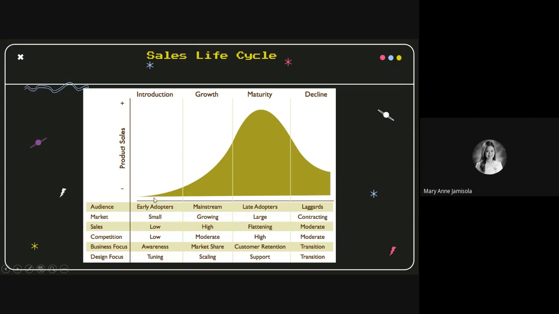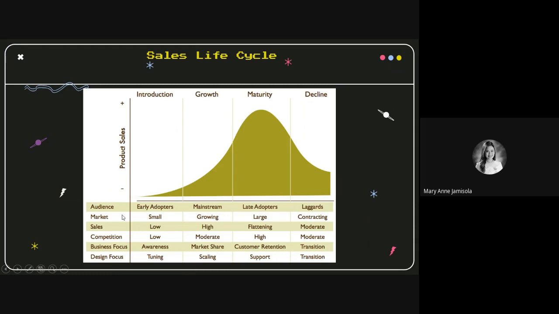Here the market is small for introduction and the sales are low because our products are relatively new. Competition is also low, and then our focus is to create awareness. We have to increase our advertisement and promotion. Our design focus is on the tuning of the product.